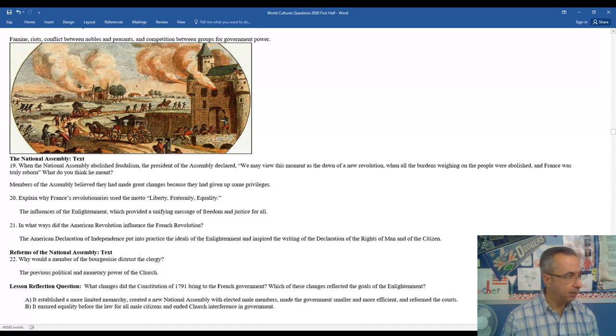So at this point in time, that wraps up our initial look at the events leading up to and the early events of the French Revolution.